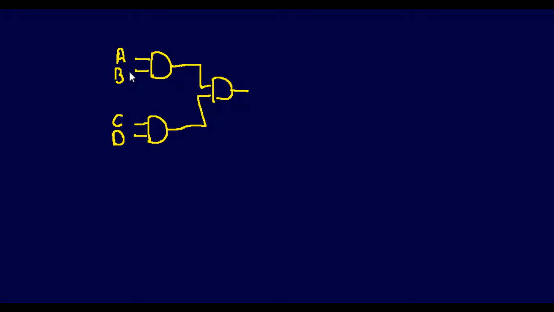So, for this first AND gate, we have A times B. For the second AND gate, we have C times D. And when you have A times B and C times D on your third AND gate, it's going to give you an output of A times B times C times D.